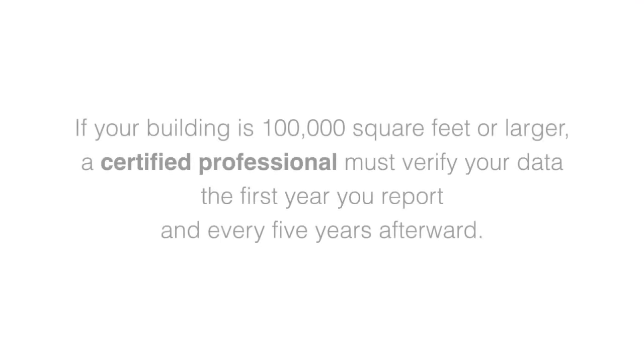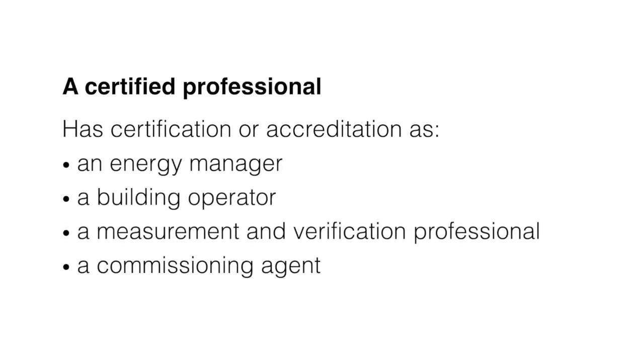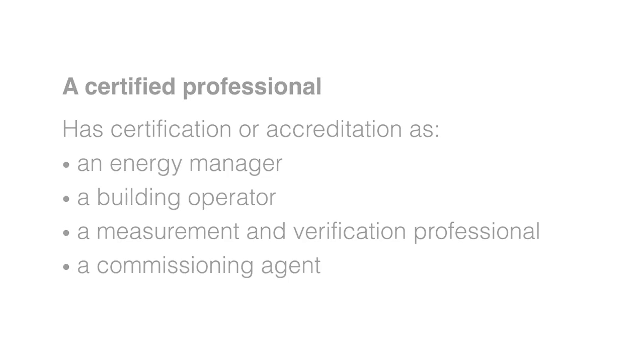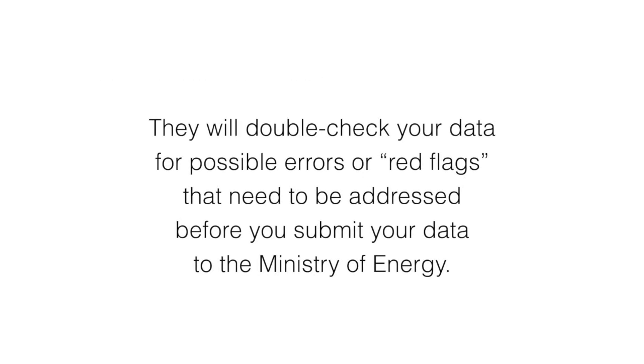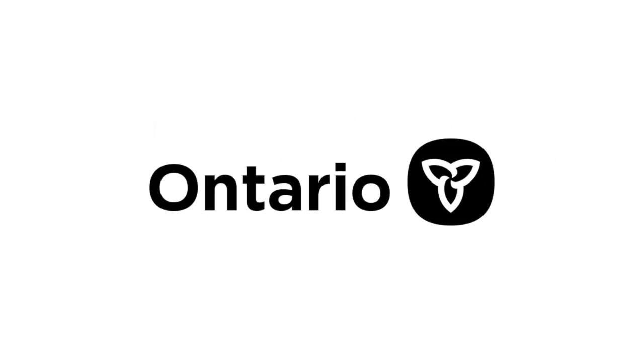If your building is 100,000 square feet or larger, a certified professional must verify your data the first year you report, and then every 5 years afterward. A certified professional is someone who has certification or accreditation as an energy manager, a building operator, a measurement and verification professional, or a commissioning agent. They will double-check your data for possible errors or red flags that need to be addressed before you submit your data to the Ministry of Energy.